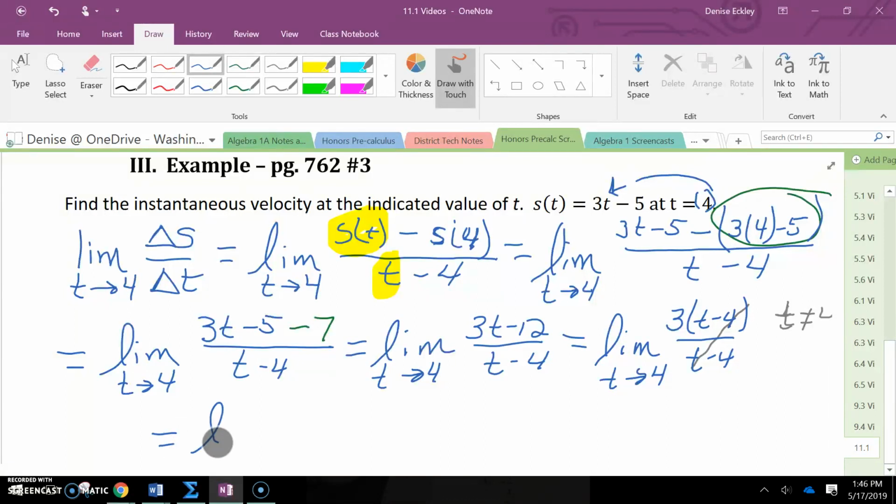So we're left with the limit as t approaches 4 of 3, which is a constant, so this has a value of 3. So that is our instantaneous velocity at t equals 4.